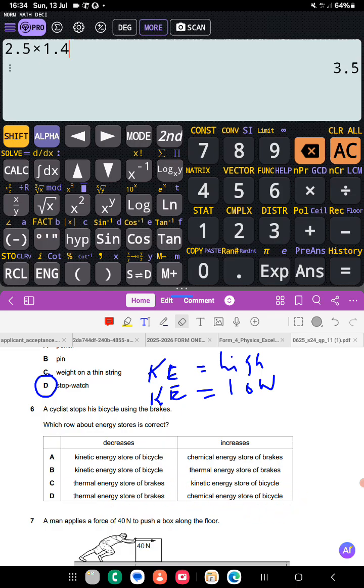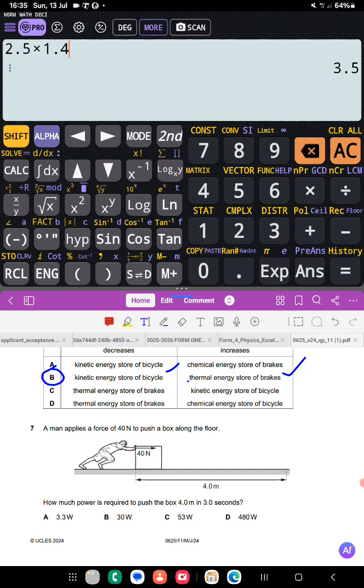All right, so in this case, the correct answer would be B, because kinetic energy decreases, yes, but because of the brakes, there's friction between the tires and the road surface. That means thermal heat energy due to friction increases. So the answer is B. All right.